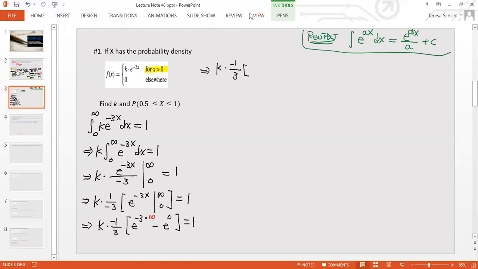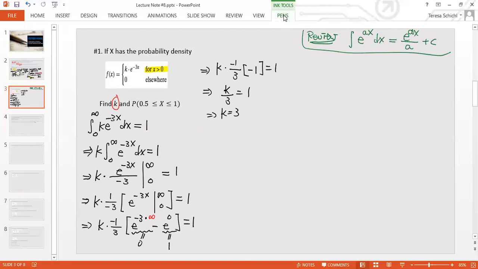So I know what happens here: when this one is at infinity, this is equal to 0, and e to the 0 power is 1. So this is negative 1 equal to 1. So that's why k over 3 equals 1. So that's why I get k equal to 3 here. Okay, so k equals 3. So I solved the first one here, k equal to 3.